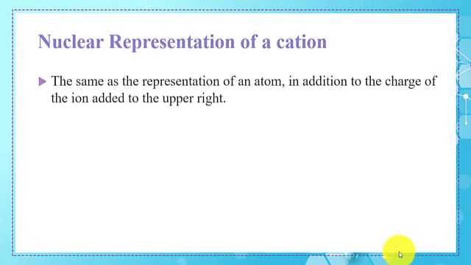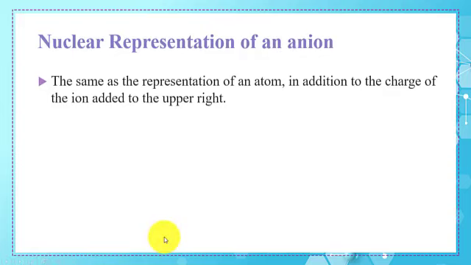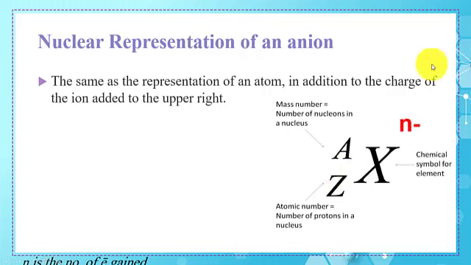The nuclear representation of a cation. It is the same as the representation of an atom in addition to the charge of the ion added to the upper right. So the symbol of the atom, which is X with A and Z, we add to it in case of cation N+, where N is the number of electrons lost. Concerning the anion, the same rule, however we write N minus to the upper right, where N is the number of electrons gained.